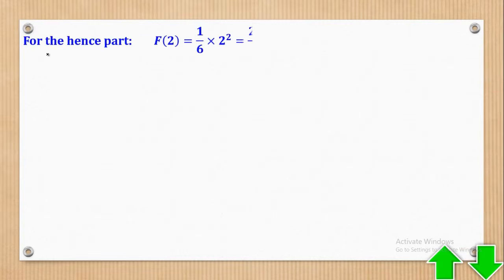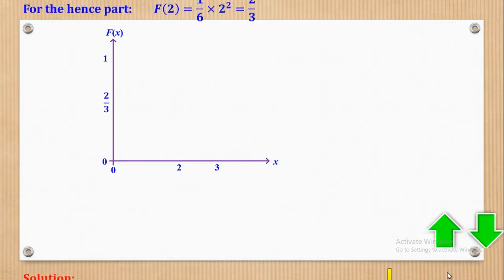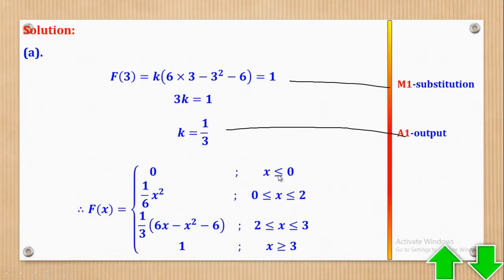Then for the hence part, they wanted us to sketch. The end value is 2. When x is 2, F of 2 is equal to 2 over 3. Therefore, we shall use those values to make our sketch. So we have to sketch all these functions. The first one, x less than 0, is 0. But for this one, from 0 to 1, it is 1 over 6 x squared. Now this one is no longer linear. This one is a curve, and it's a quadratic curve.